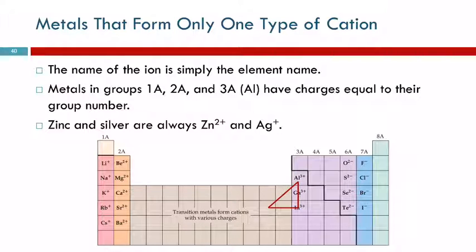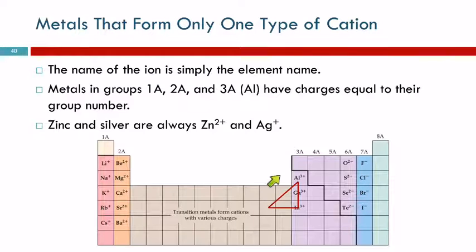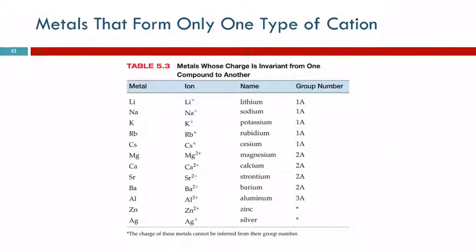Oh, I forgot about that. I actually had an animation in here. There's a little triangle in there. There's the triangle. So aluminum, zinc, and silver. There's zinc and silver. Here's a list of them. I think the periodic table is more useful, but there they are. All of these only form one kind of ion. They always have the same charge.